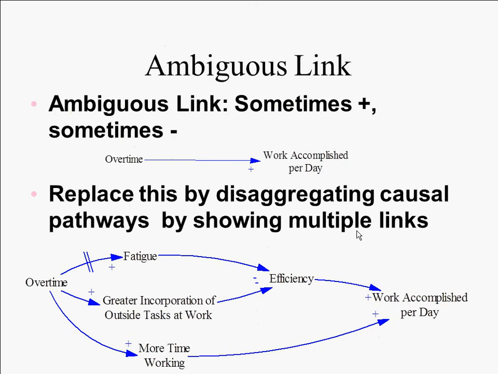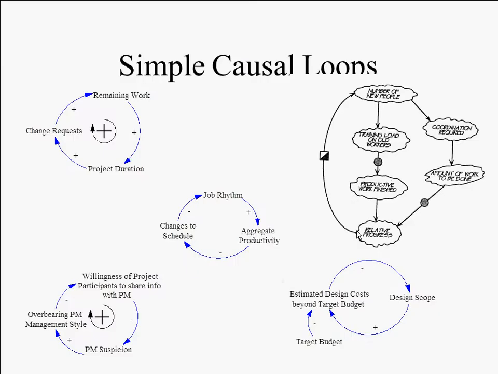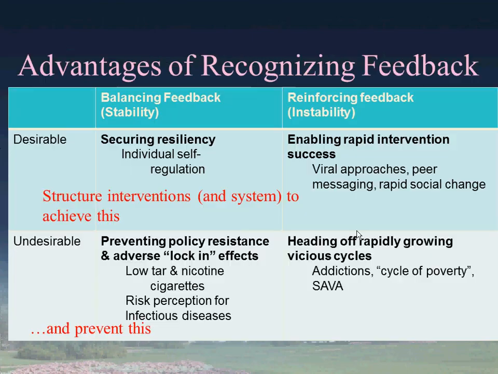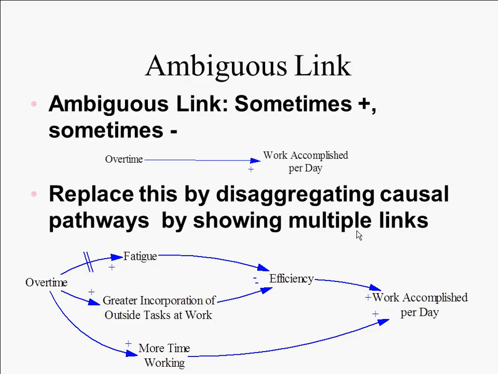I thought I had some slides ready for deployment here, but we'll have to operate on it here. So we may label a particular link with a polarity, and often then we have links between other variables. So, for example, in this case, overtime down here is linked to fatigue, and fatigue is linked to efficiency.